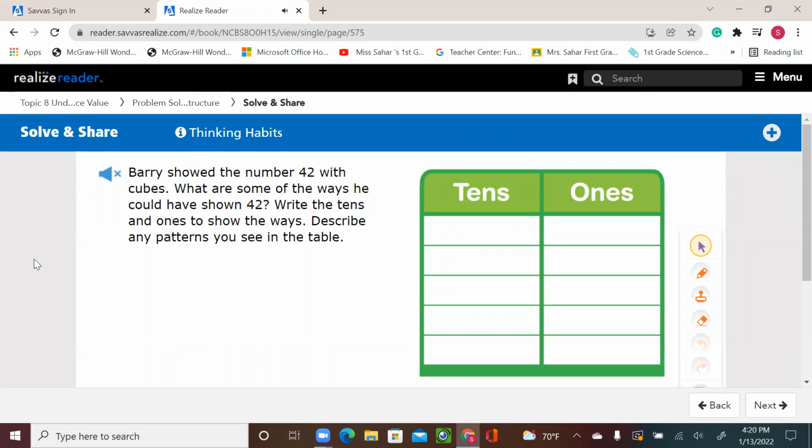Barry showed the number 42 with cubes. What are some of the ways he could have shown 42? Write the 10s and 1s to show the ways. Describe any patterns you see in the table. So the number is 42, and we know that we can have 4 tens and 2 ones. We can break 1 ten and add it to the ones, and maybe we can break another ten and add it to the ones, and another ten and add it to the ones, and then we're gonna discover a pattern. Let's watch our video and come back for this exercise.